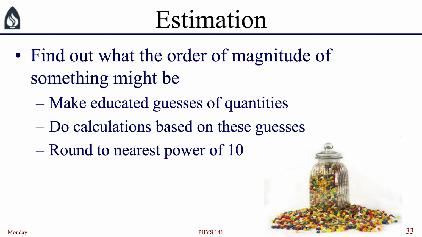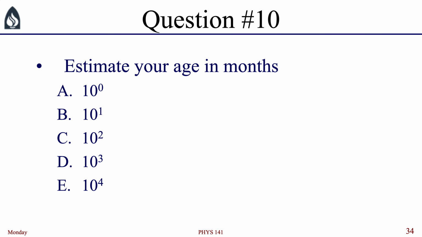We also want to talk about estimation, which is a very useful tool that physicists use in real life all the time. A lot of the time we want to get a ballpark answer for a quantity, and so we follow this procedure for estimation. So first we'll make an educated guess of a quantity, do calculations based on those guesses, and then since we're just making guesses, we're not being terribly precise, we round the final answer to the nearest power of 10. So let's practice that. This question asks you to estimate your age in months. So you should pause the video here and try doing that.